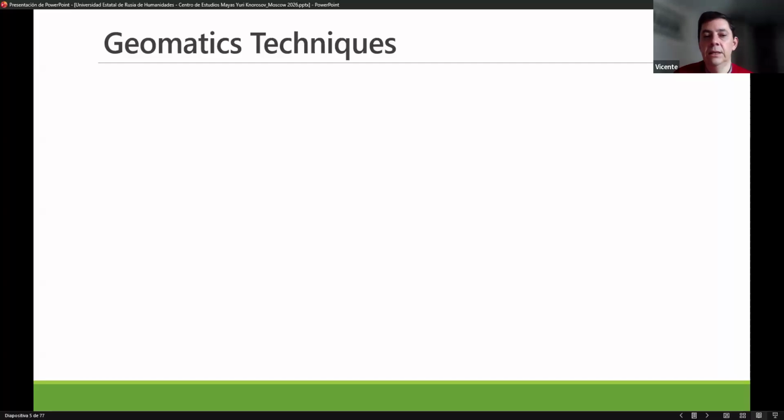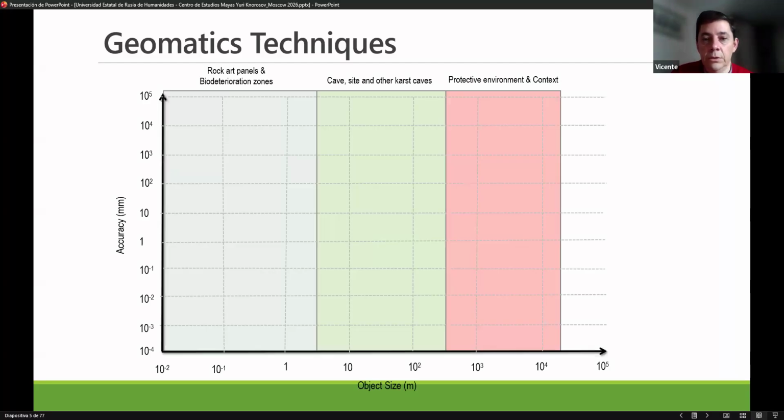Second is the geomatic techniques. You are archaeologists, most of you, but when we talk in geomatics, we used to separate depending on the object size. There is one methodology better than another. So when we work in caves, we try to separate three scenarios. The first one, in gray, are the rock art panels and biodeterioration zones that are usually around 1 square meter, or 2, 3, 5, 10 at the most square meters.